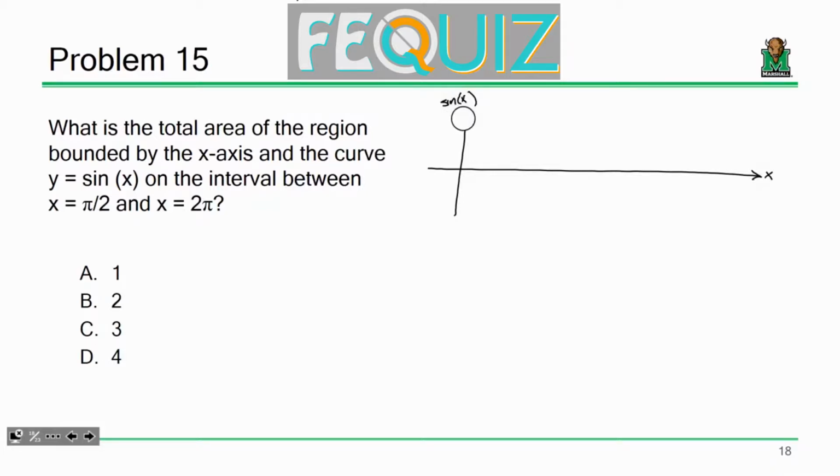I could do better than that. All right, so what do we got? Something about like that, right? So this is pi over 2. This is 2 pi, right?